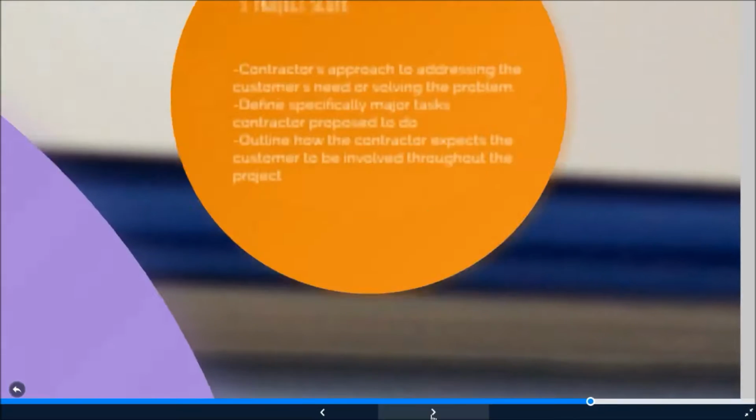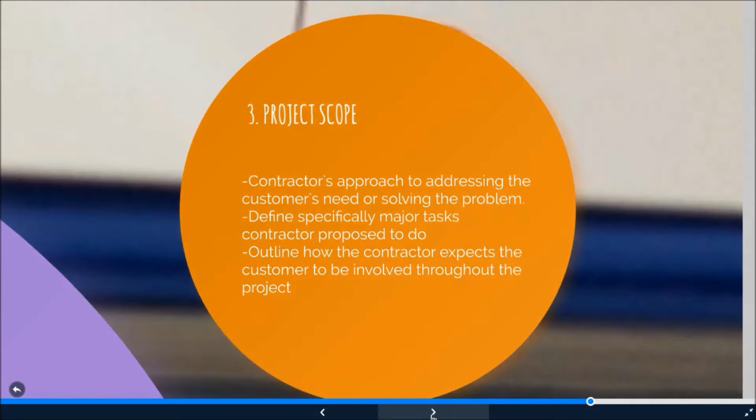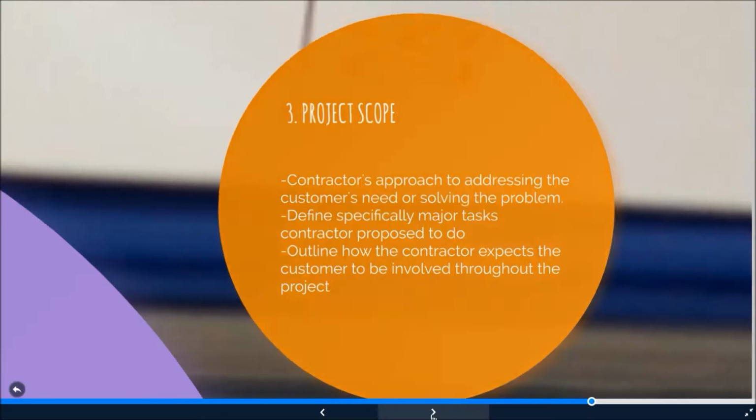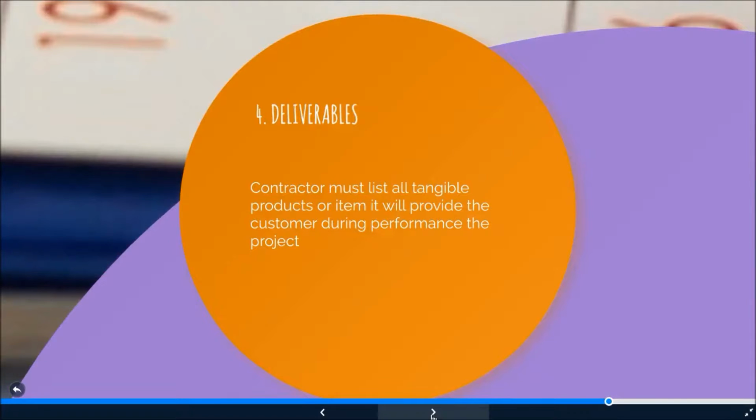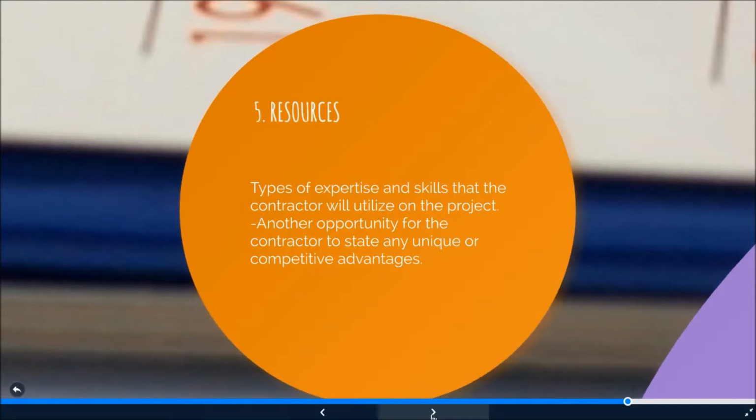The third one is project scope. This is the contractor's approach to addressing the customer's need or solving the problem. Define specifically the major tasks the contractor proposes to do and outline how the contractor expects the customer to be involved throughout the project. Fourth is deliverables. The contractor must list all tangible products or items that will be provided to the customer during performance of the project.